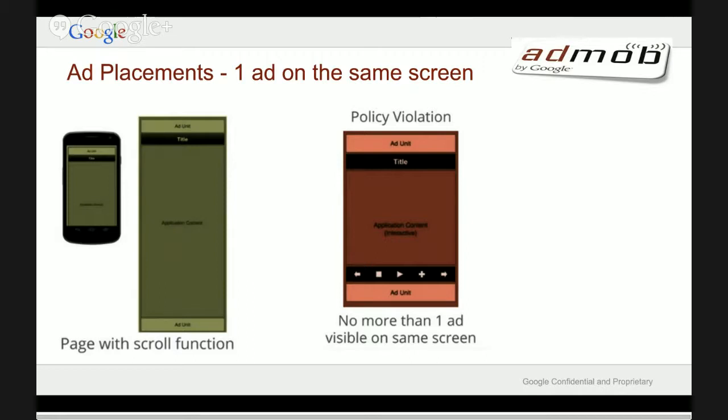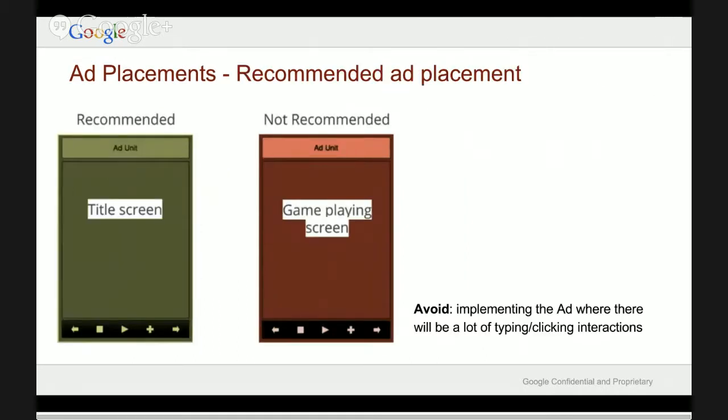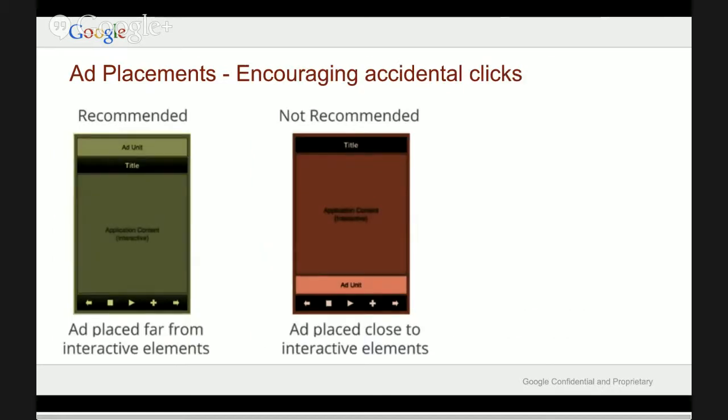time should be visible to the user. And in terms of implementation, a good recommendation is to implement the ad on the title screen of the app and not on the game playing page, since there's a lot of typing and clicking interaction and accidental clicks are more likely to happen. An ad could also be implemented on the upper part of the screen, for example, with the title of the ad being between the ad and the interactive content, so that there's a lot of space between the interactive content and the actual ads.